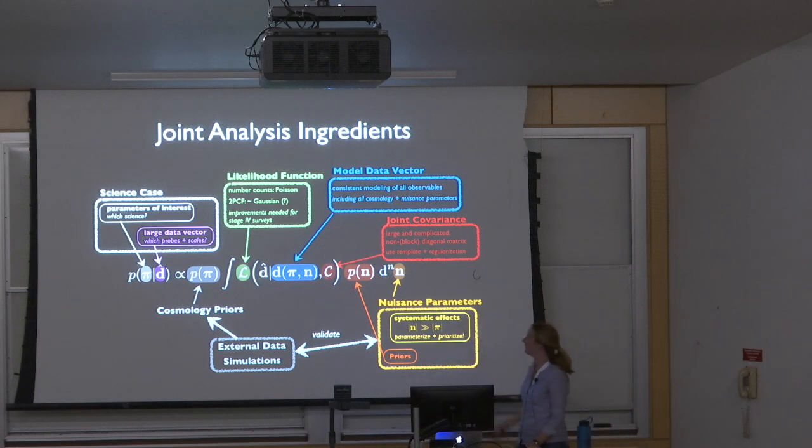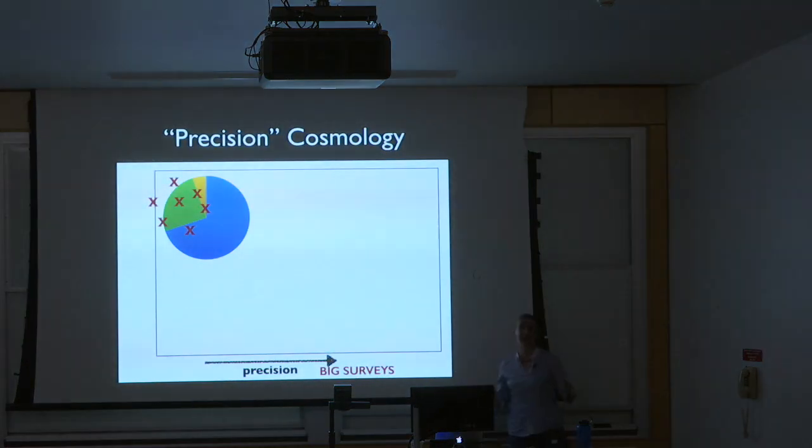And then, of course, we will need external simulations to validate all our assumptions about astrophysics that goes into this cosmology analysis. And I had said before that we want to do precision cosmology, where you could say, okay, we are in a situation right now where all our measurements are somewhat scattered, and we already know that there will be big surveys in our future, so the error bars will shrink.